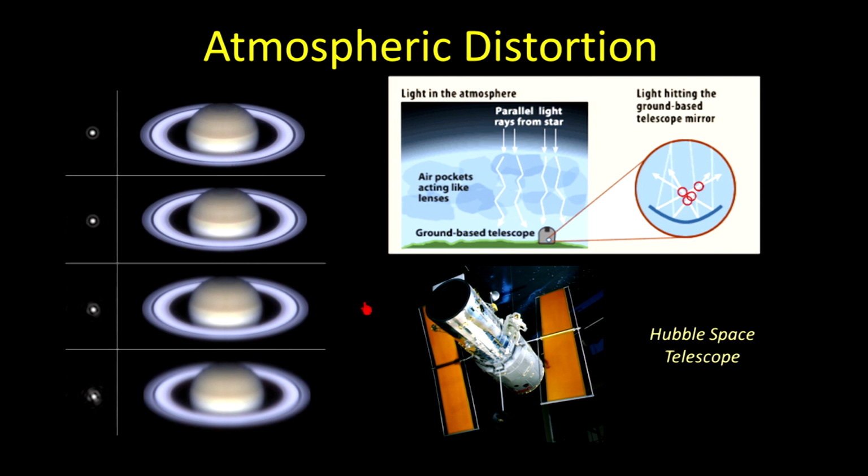Now, one solution to this problem is to use a space telescope. The Hubble Space Telescope orbits around the Earth, obviously in space, and so when you're above the atmosphere, then you're not suffering from the distortion effects of the atmosphere. The problem with a space telescope is they're very, very expensive. They're difficult to get into space, and then once they're in space, you have to maintain them.